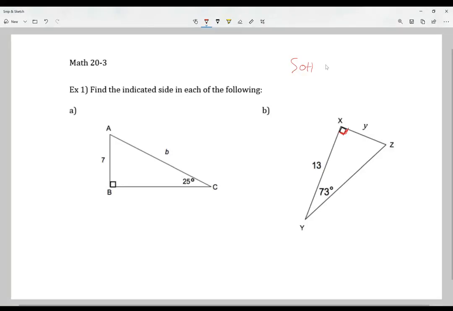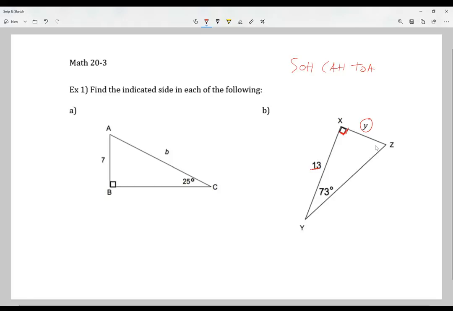So SOHCAHTOA. Are you remembering that already, even though we've only just started? I hope so. Okay, and we need to find the side length that we don't know. We don't know this side right here. Why? We are unsure what that side is. We have this side length here, 13.